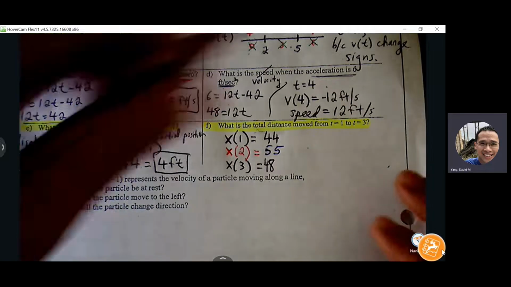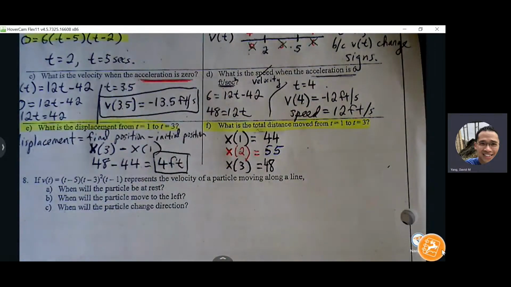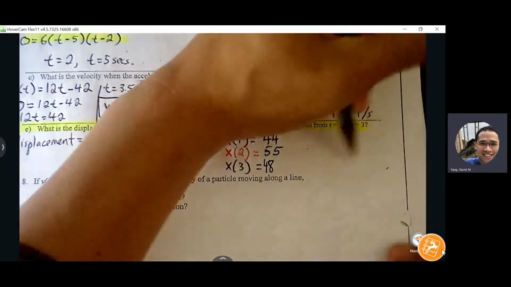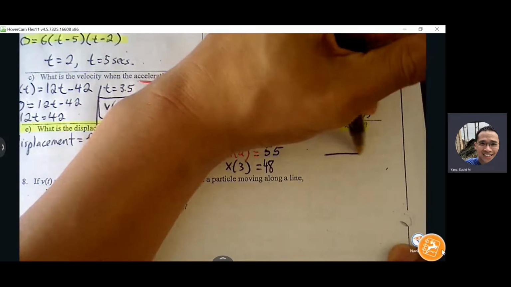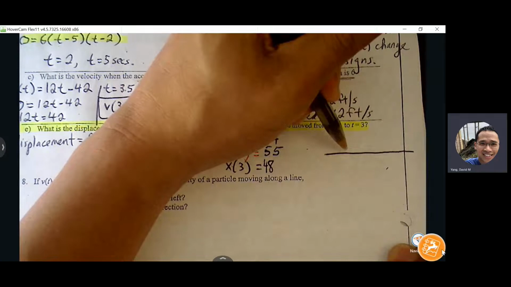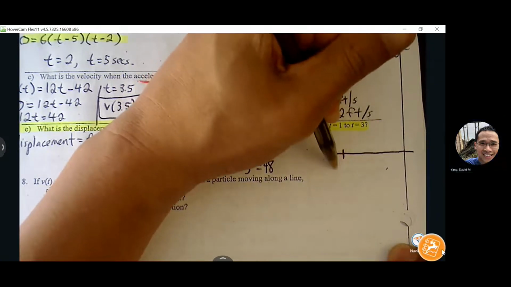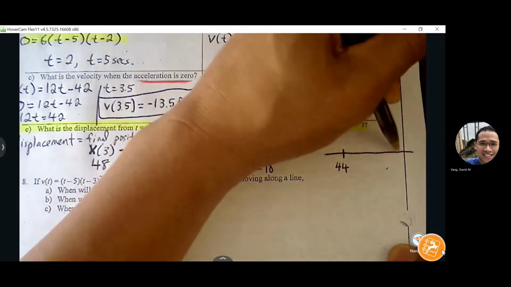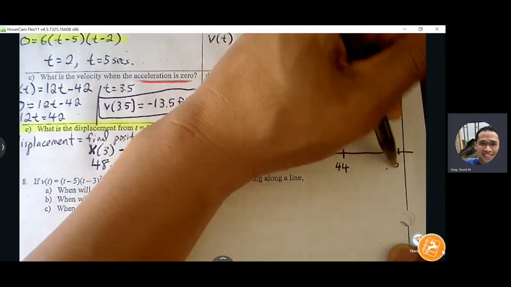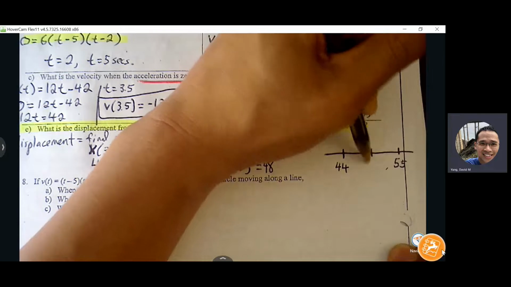You don't do this every time, but for now, just to make sure that you understand where these numbers come from and how to work with them, you can put these numbers onto your number line. It doesn't have to be accurate, but you can put 44 here, you can put 55 here, and then 48 somewhere in between.